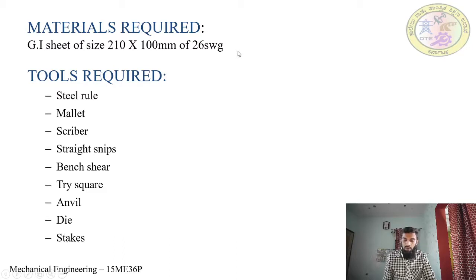That means 1 SWG is approximately equal to 7.62 millimeter and 20 SWG is equal to 0.914 millimeter. That means increased SWG will reduce the thickness of sheet. That you should remember. See, these are all the tools required for this experiment: steel rule, mallet, scriber, straight snips, bench shear, tri-square, anvil, die and stakes.